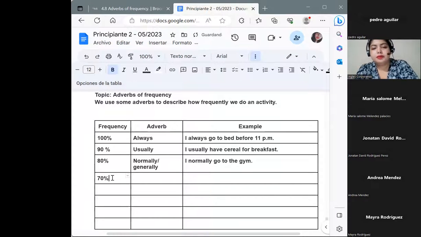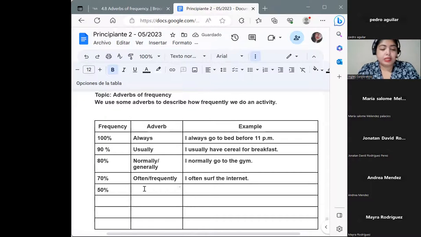Seventy percent, often or frequently. I often surf the internet. Fifty percent. Aquí vamos por la mitad, ¿verdad? Ya vamos bajando. In this case, we have the word sometimes. I sometimes forget my wife's birthday.